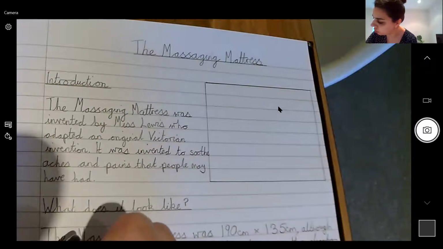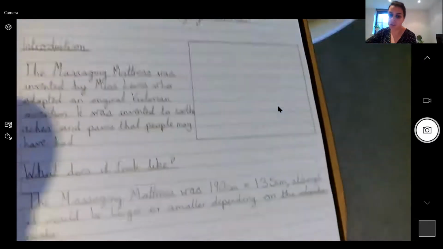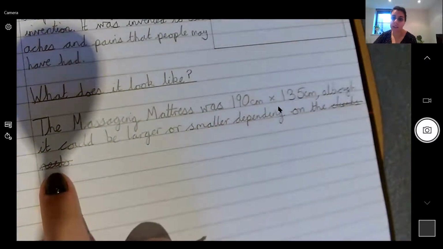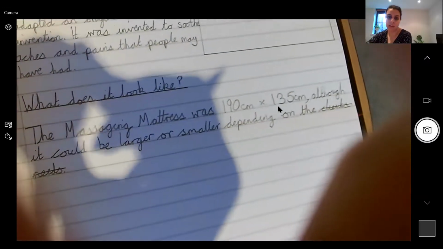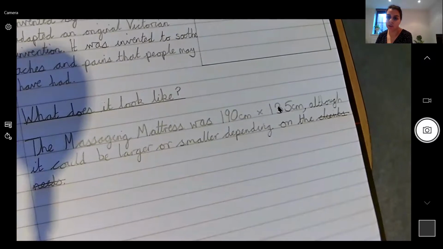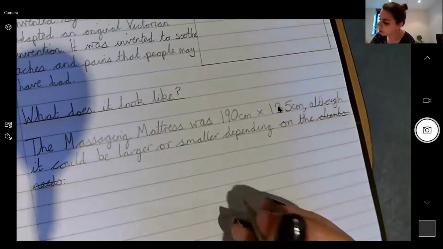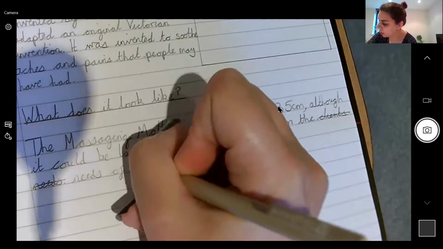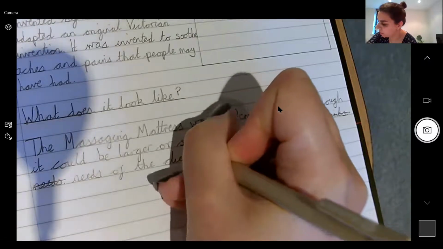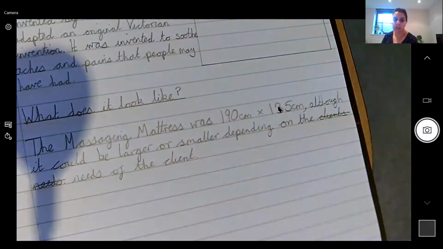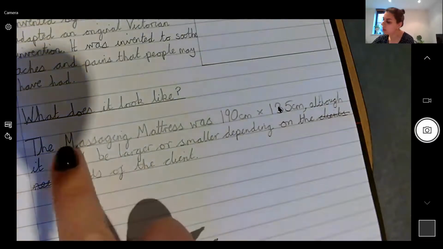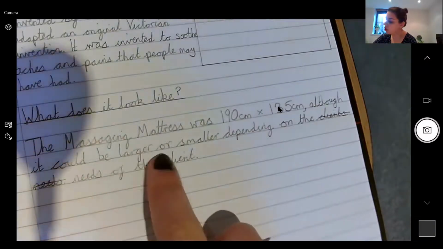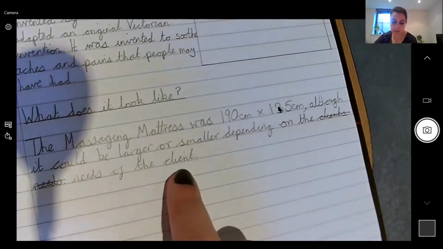If you realise there's actually something that you wrote that you think you could do a better way, oh, I apologise. Didn't even have it on the screen, did I? There we go. I put one line through it to make sure it's nice and neat. If I've made a mistake, if you make a mistake or if it's something you want to add, that's absolutely fine. So I put a line through it and I'm actually going to change it. Depending on the needs of the client. As long as you put one nice, neat line, that's absolutely fine. Okay, I'm going to just double check that makes sense before I start on my next sentence. The massaging mattress was 190 centimeters by 135 centimeters, although it could be larger or smaller depending on the needs of the client. Okay, I'm happy with that.